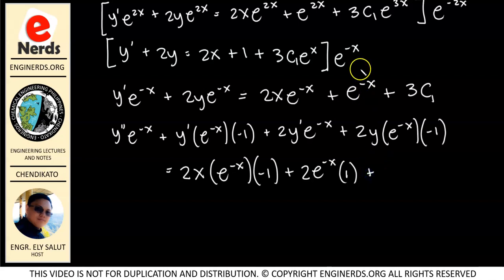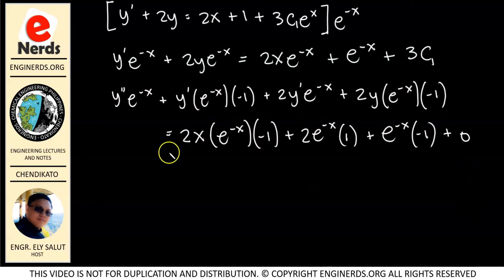Then plus the derivative of this term, no? So now I will get the derivative of that. I will have e to the negative x times the derivative of negative x, which is negative 1, plus the derivative of our constant, which is 0. So let me simplify this answer.